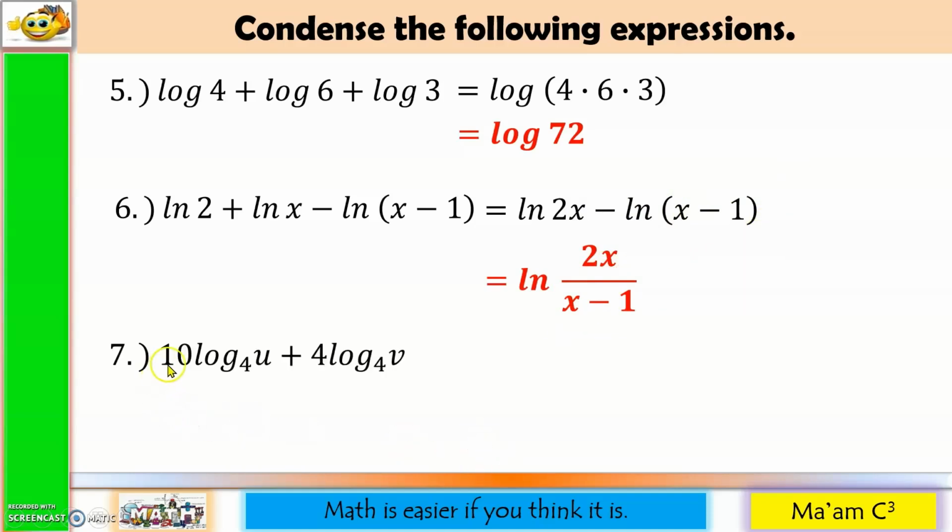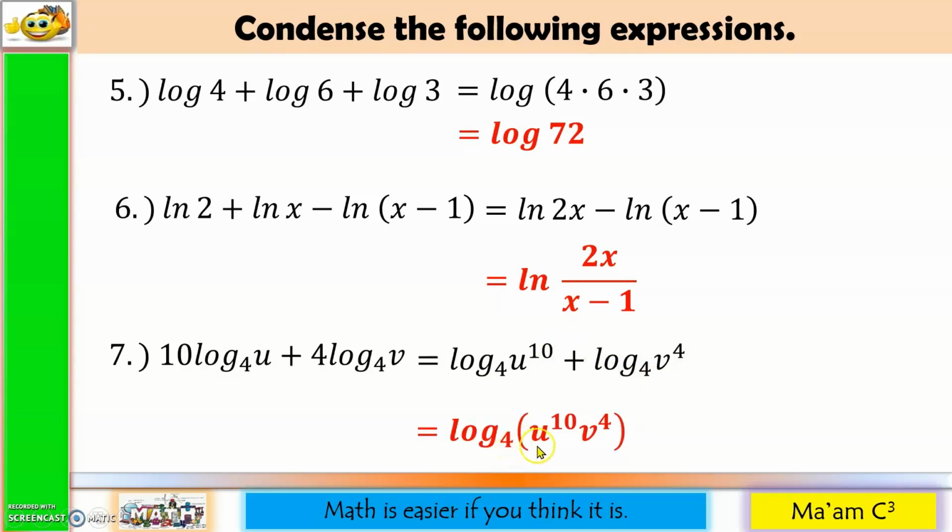Last one, I'll bring up 10 here and I'll bring up 4 here. So this will be log of u to the 10th to the base 4 plus log of v to the 4th to the base 4. And then this is addition. So using the product law, this could be simplified into the log of u to the 10th times v to the 4th to the base 4.